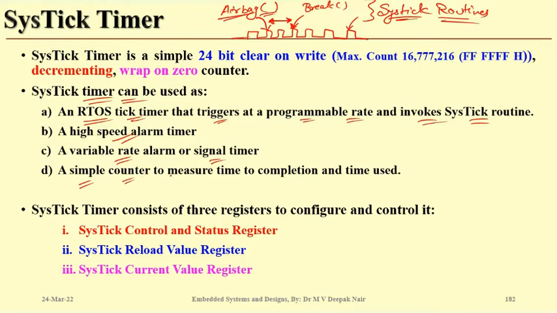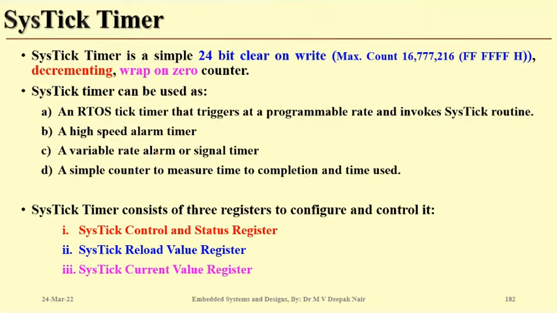Counter like a switch or event or particular sensor-based things. So it can be a simple counter to measure the time to complete a particular event and the time used by that event. So timer-based event checking and measuring timing-based events. So it can be a counter, like I said. Now, basically, this is one of the simplest timers in the microcontroller that we are using.